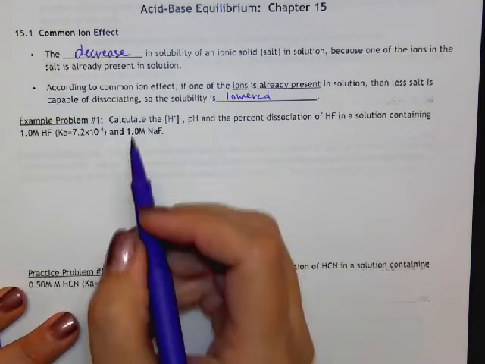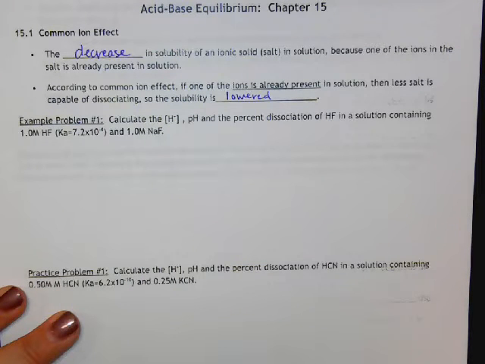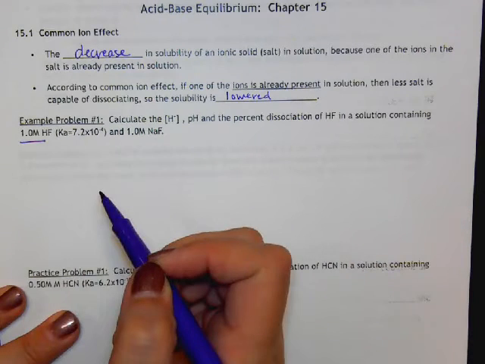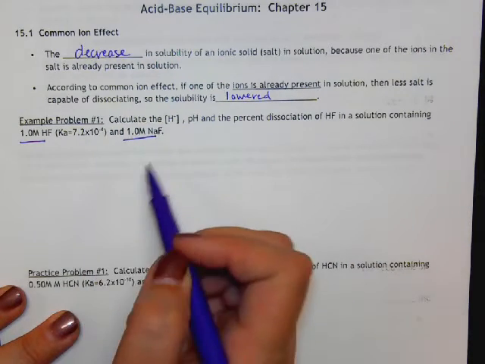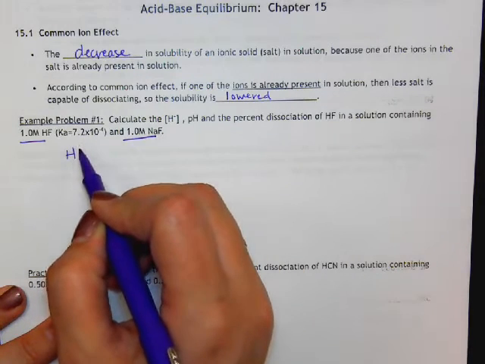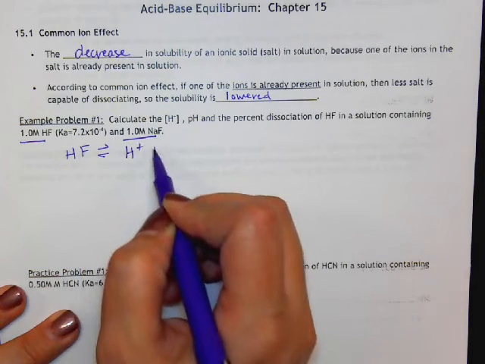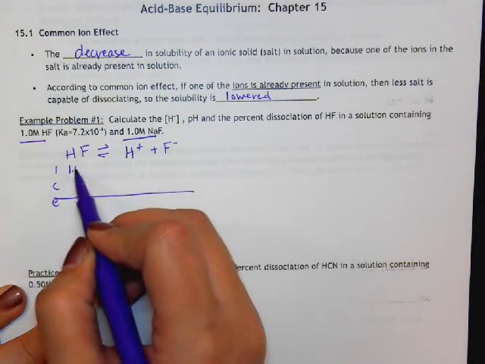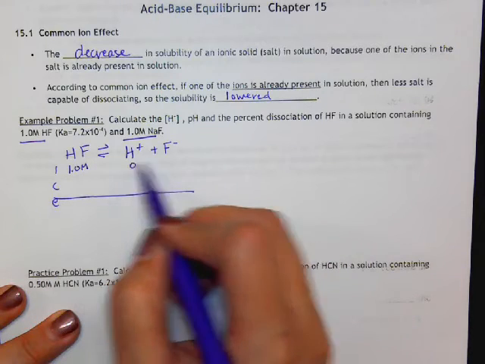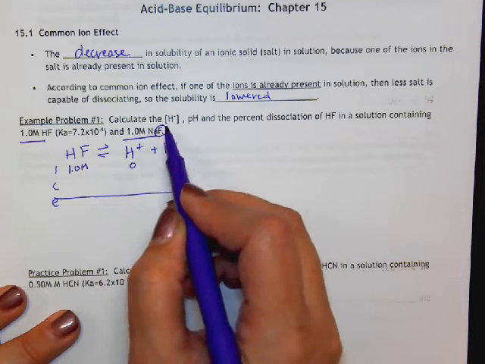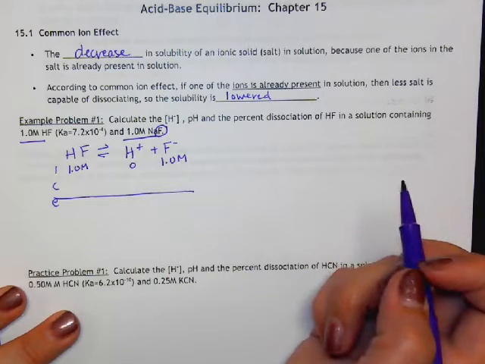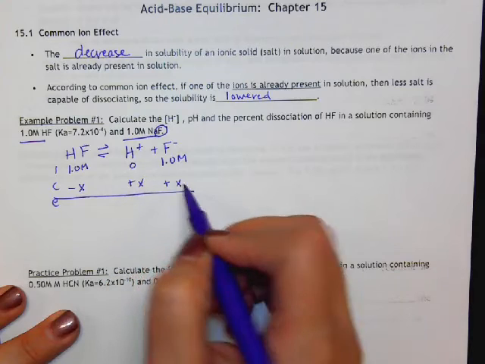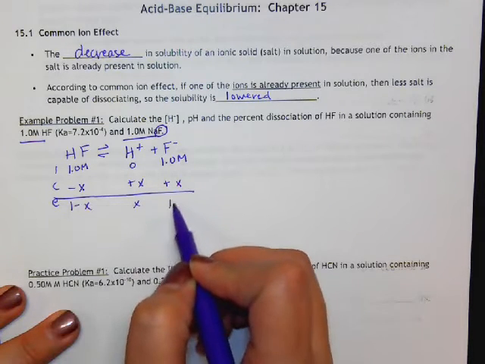We can see that if we look at this problem here. We have to calculate the concentration of hydrogen, pH, and percent dissociation of HF in a solution that contains 1 molar HF and 1 molar NaF. Again, we set up our acid dissociation, where HF dissociates into hydrogen ions and fluoride ions. So we set up our ICE chart. We have 1 molar HF to start with, and none of the hydrogen, but this time we're going to have some fluoride. Here we have 1 molar of our fluoride. Our reaction will still shift to the right because we need to produce some hydrogen ions, and so we'll get 1 minus X, X, and 1 plus X.